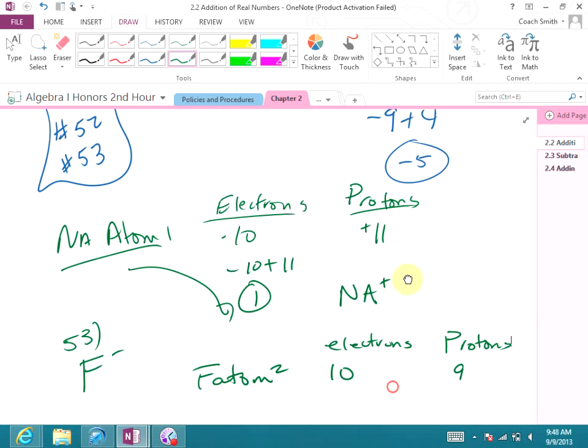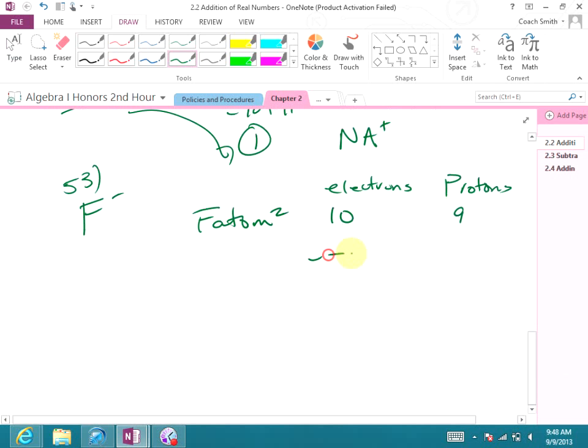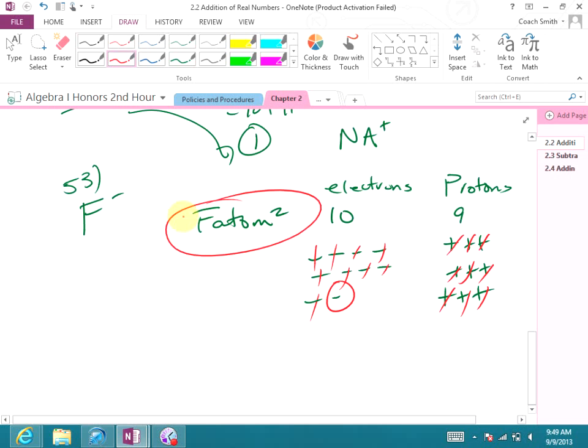Okay? So basically what they're saying is you have 10 of the negatives, okay, and you have 9 of the positives. Okay, and so those are going to cancel each other out. Cancels all the way through like that. Okay, and you're going to be left with one negative. So F atom 2 is going to be the answer to 53. Okay? All right.